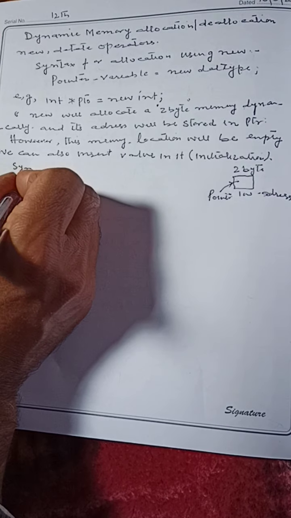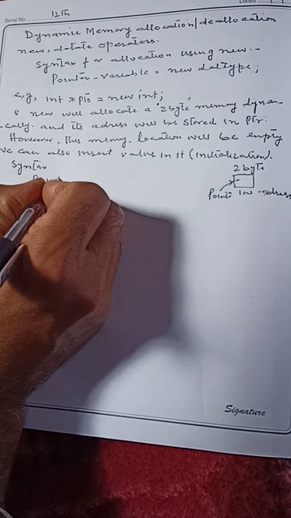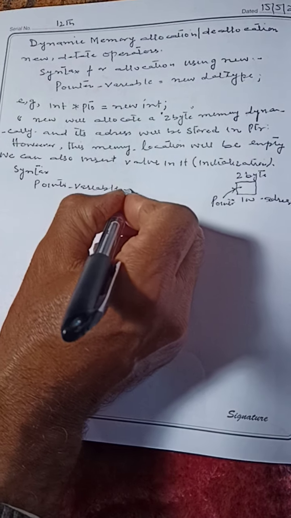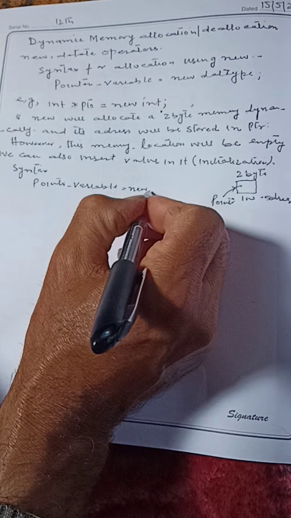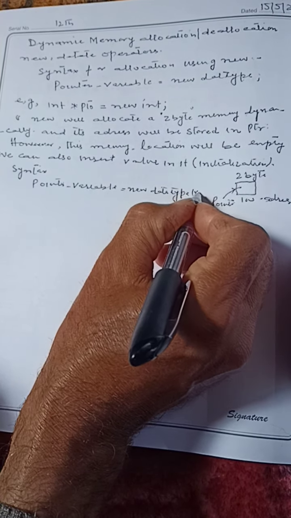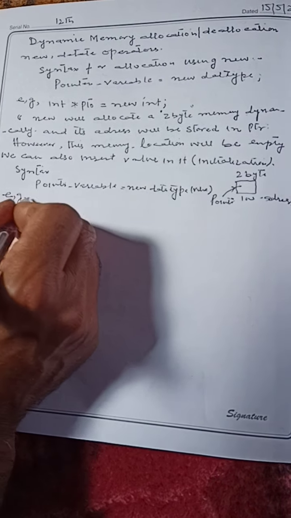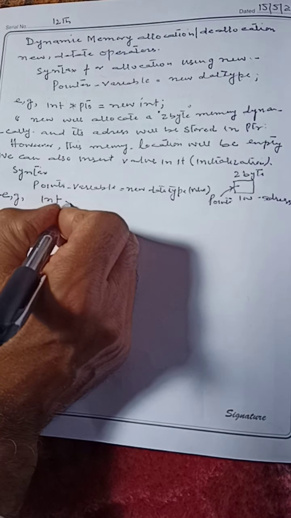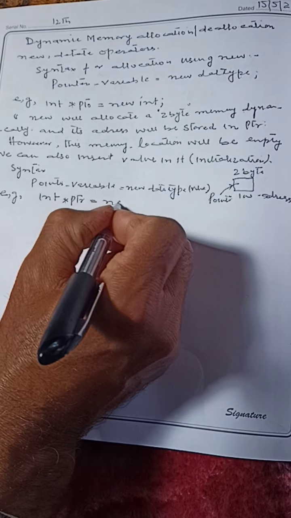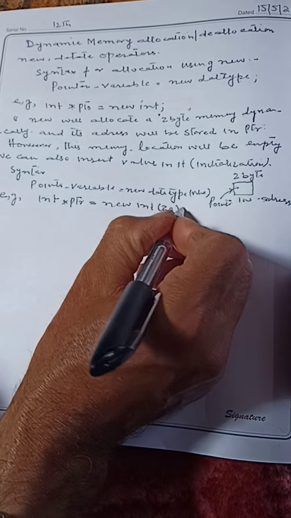Its syntax is written as pointer variable is equal to new data type value. For example, integer pointer is equal to new int. For example, it is 20.